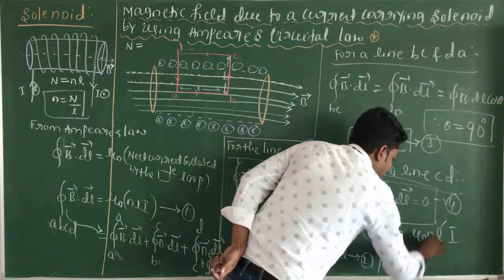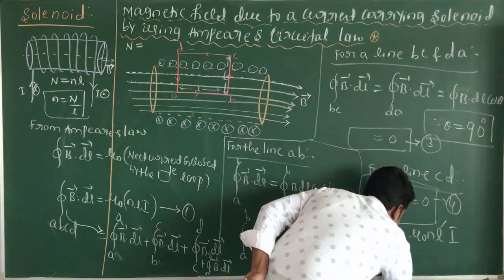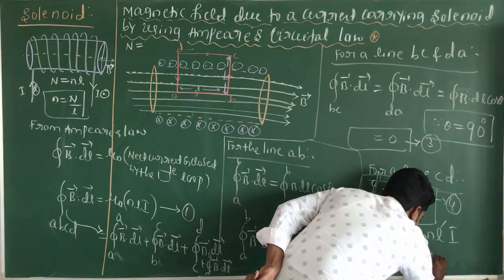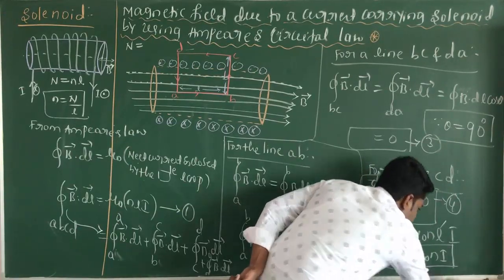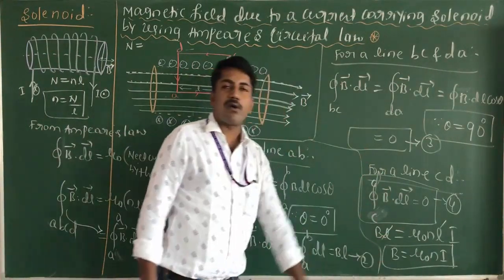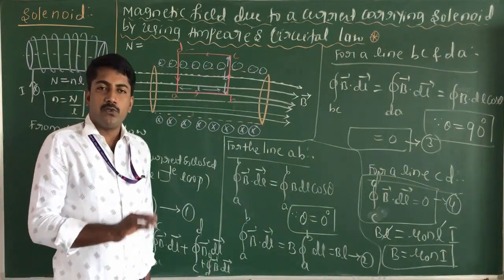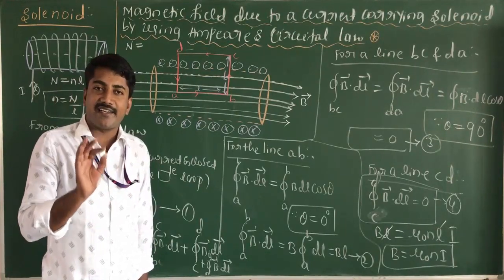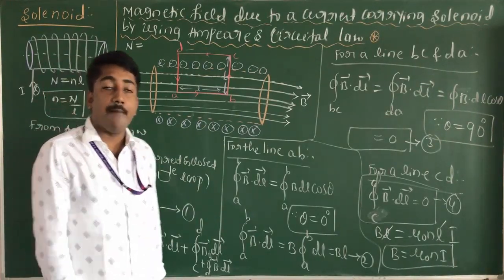Here L and L get cancelled. Finally, we get the result: B is equal to mu naught n into I, which is the expression for the magnetic field due to a long straight current carrying solenoid by using Ampere's Circuital Law.